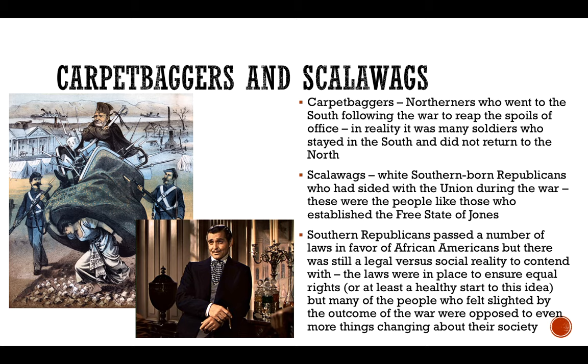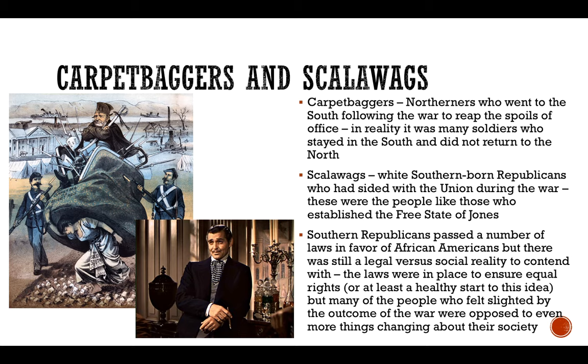Scalawags were white Southern-born Republicans who had sided with the Union during the war. Many of these people were inspired by this one group of people called the Free State of Jones, and they established this little independent area within the southern states, and they had decided that they would fight with the Union. They wanted things to change, and they did not want to be part of the Confederate States, essentially. And so they were called scalawags after the war. And they were obviously looked on unfavorably by those who had decided to pull away from the Union.